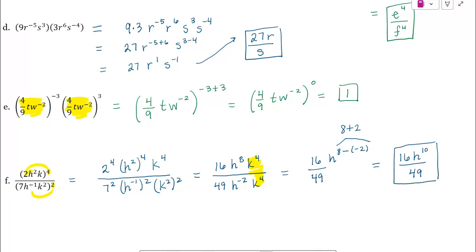So these examples are putting all of the items together, and hopefully you have a good sense of how to work on these. If you have questions, feel free to reach out.